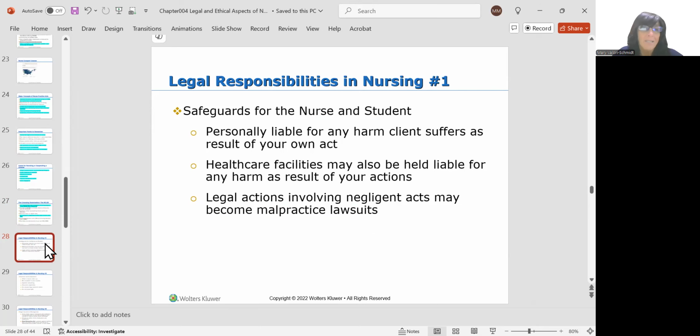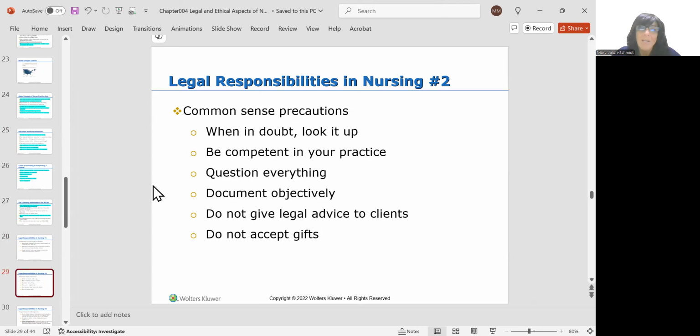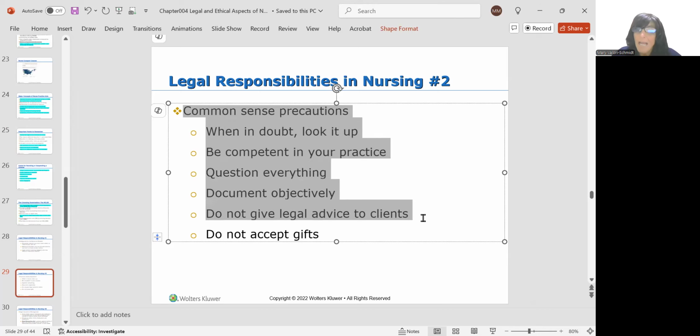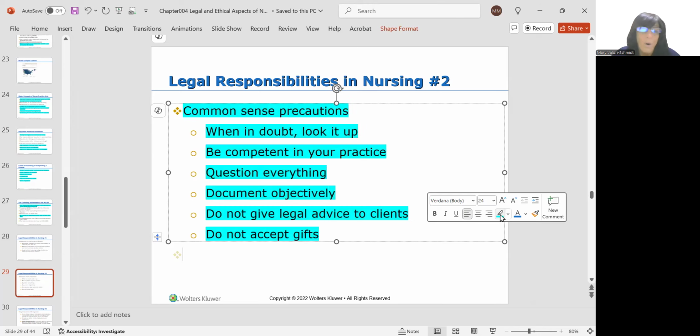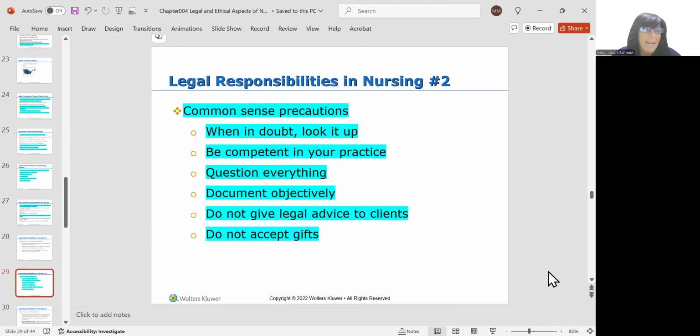Legal responsibilities, okay? You want to make sure that you understand that you could be held liable for any harm that a client suffers because of something you did. And not only you, but whoever you're working for, right? And they can become malpractice lawsuits at any particular time, and you don't want that. So here's some common sense advice, okay? When in doubt, look it up. I wouldn't even say ask someone because you might not get the right answer. Look it up. Look it up in a credible source.